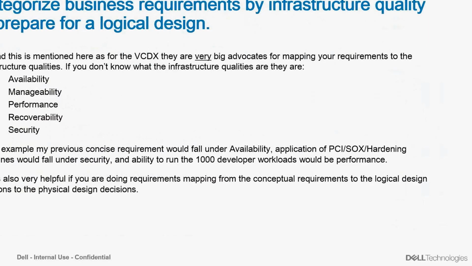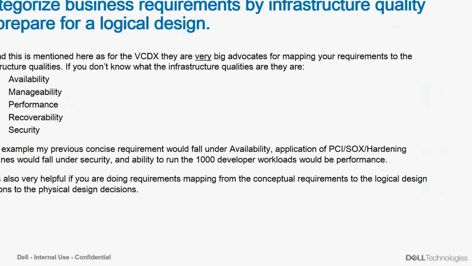Cool. So, categorize business requirements for infrastructure qualities, prepared for the logical design. This is funny enough a lot of where they kind of went on in the exam. This is actually an objective from the DCD 5 as well. I think they've just left it in here. Infrastructure qualities do come in again. As I say, I'm glad this is mentioned. For the VCDX, they're very big advocates for mapping requirements to the infrastructure qualities.